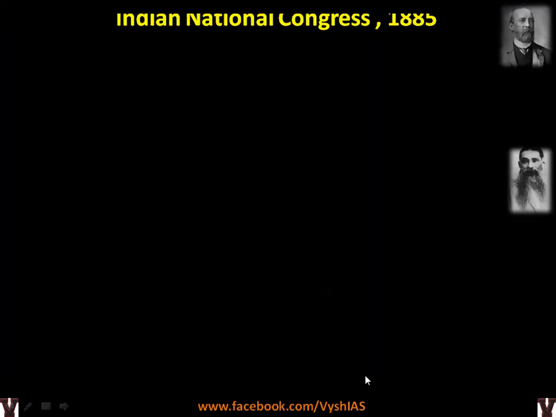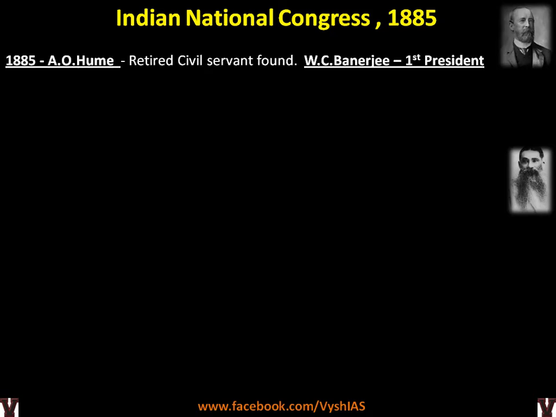Okay. Now we will see the actual formation of Indian National Congress in 1885. The two pictures which you see on the right side are A.O. Hume and W.C. Banerjee. A.O. Hume was a retired civil servant. He is the one who actually asked Lord Dufferin, who was the viceroy at that time, to form this body. And W.C. Banerjee was the first president. So the first president was an Indian, and he is W.C. Banerjee.